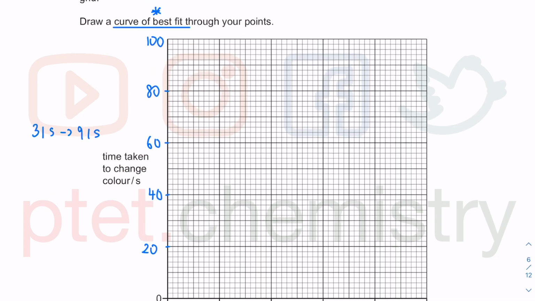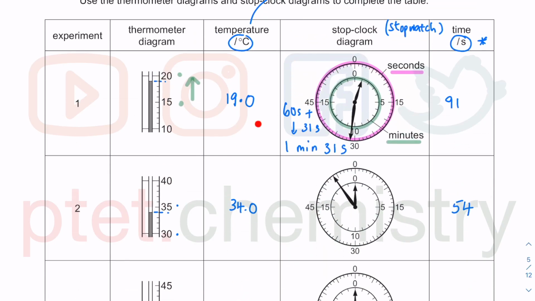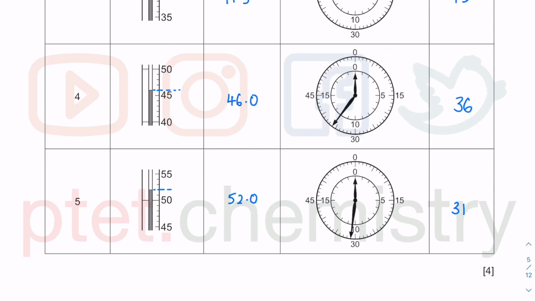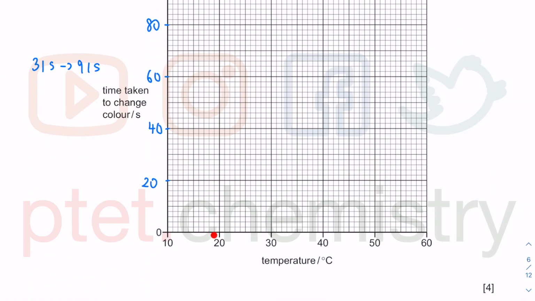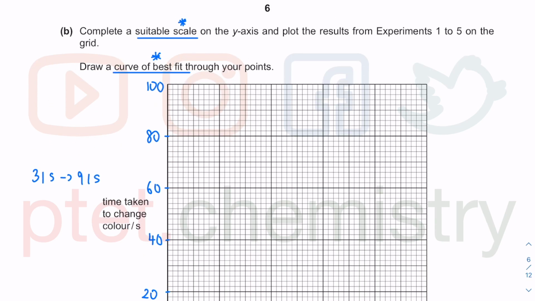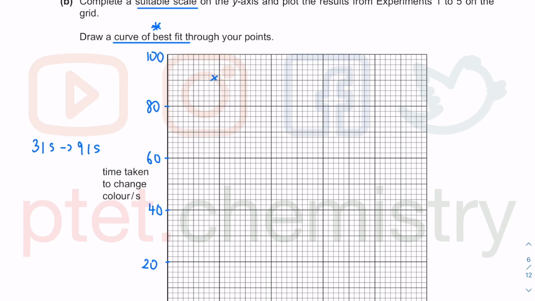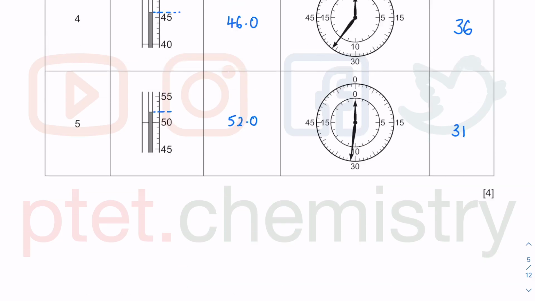I forgot my temperature already. 19.0 and 91 seconds. 19.0 should be there because this is 10, this is 20, this is 15, 16, 17, 18, 19. 19.0 and also 91, so that should be roughly there. Use a cross. They didn't ask you to use a cross, but avoid using a dot. Always use a cross so that it's much easier to see the point on the graph, and make sure you use a dark enough pencil as well.